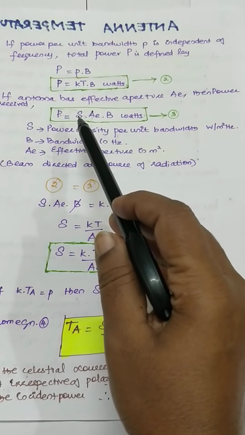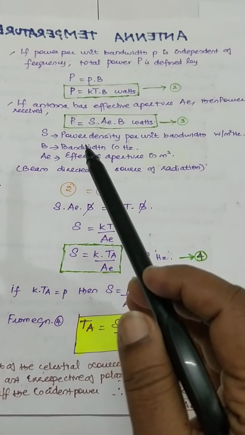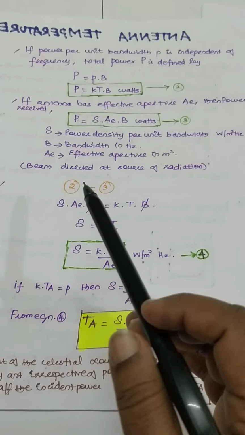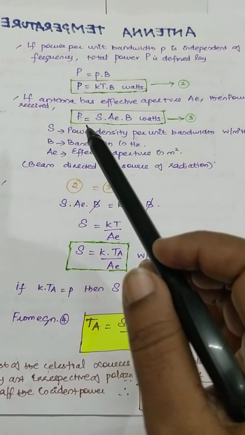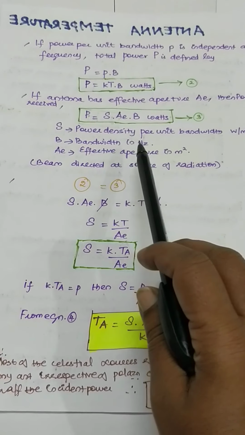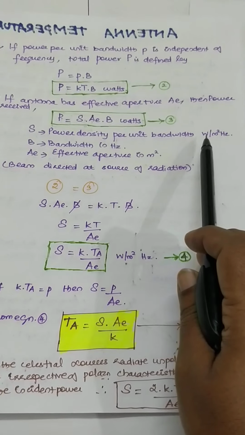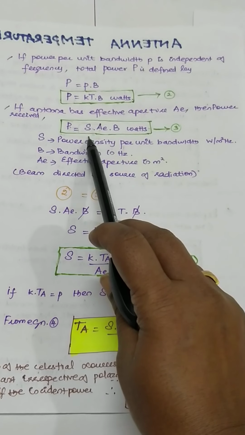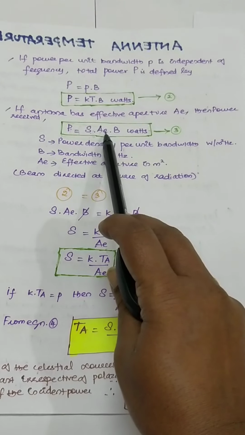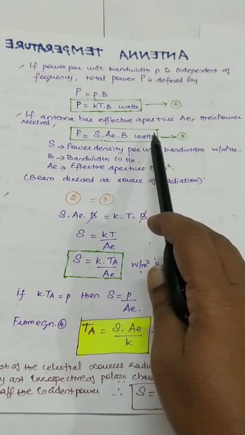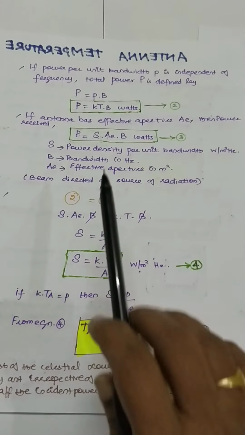You will be very clear with this. The power density per unit bandwidth is nothing but the Poynting vector, which you have already learnt in electromagnetic fields. Here it is denoted by S. B is the bandwidth in Hertz. So this has units W per meter square of Hertz, into meter square into Hertz. Meter square and Hertz get cancelled. You are left with watts.